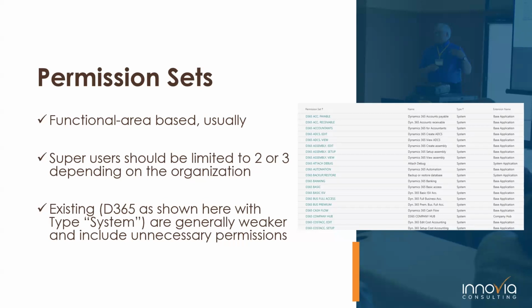There's system permission sets, so those are the ones that are predefined that come with Business Central when you get it. And then there's user-defined. Those are the custom ones that you can create and modify. And there's also extension related permission sets of type extension. So those are permission sets related to any extensions that you might have, so third-party apps and things like that.